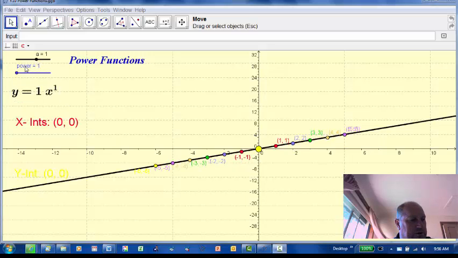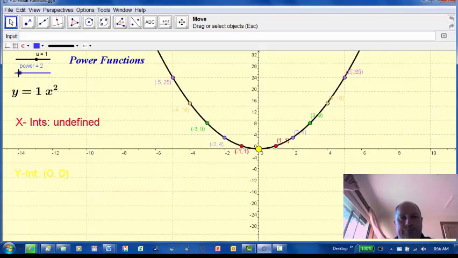So let's first look at adjusting the power. So we'll make the power 2 and we get our basic parabola. So the y value is equal to the x value squared. So let's see, 4 squared 16, 5 squared 25, negative 3 squared 9, etc.